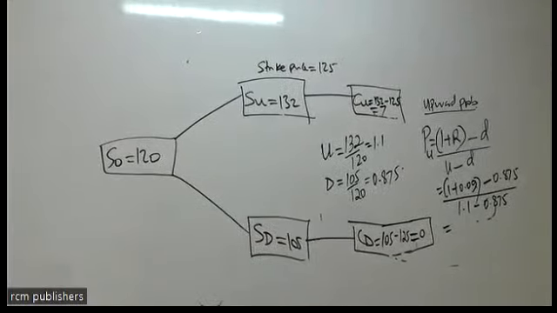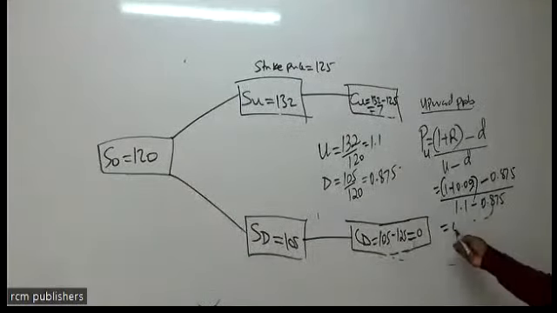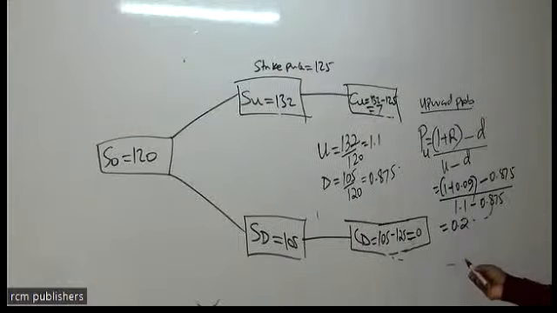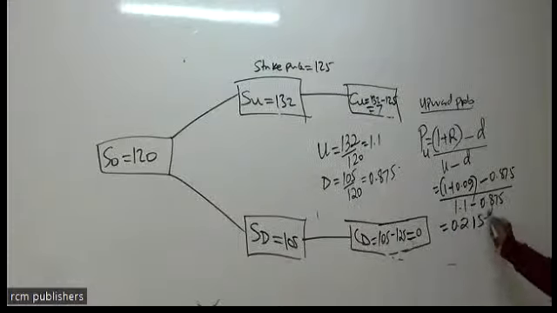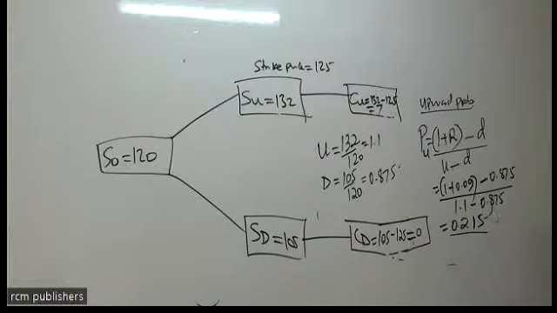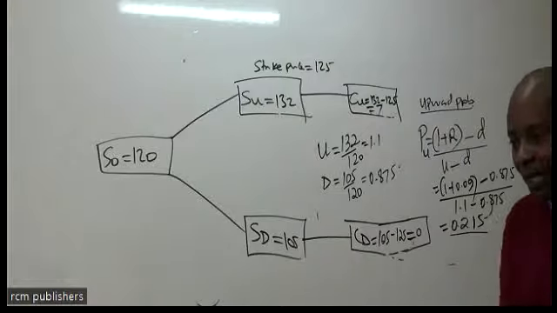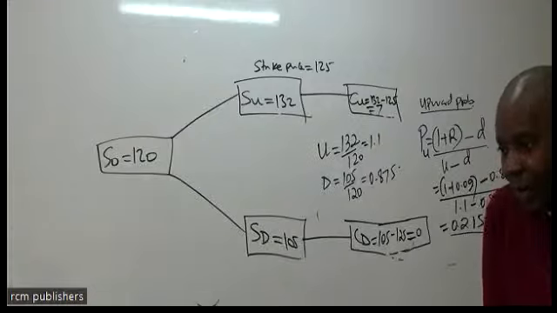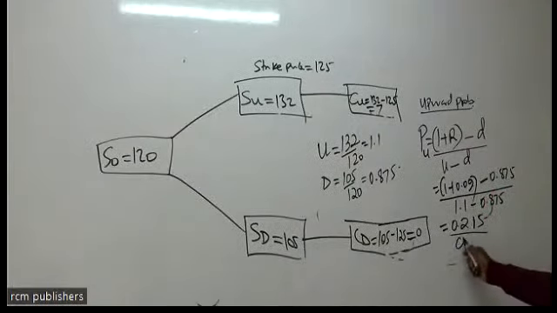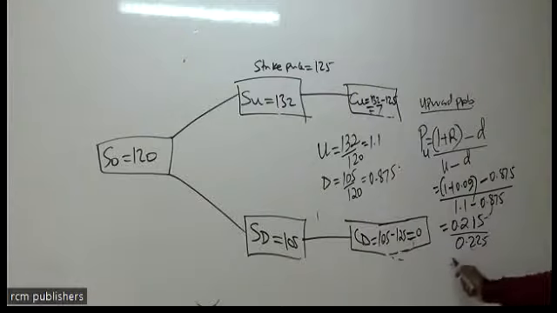So the numerator, I'm told here, is 0.215 divided by the denominator, which I'm told is 0.225. Thank you so much. 0.225. So finally, what answer are we getting? 0.956. Thank you so much.